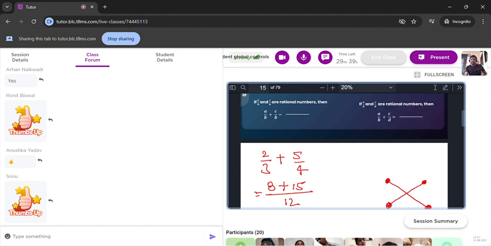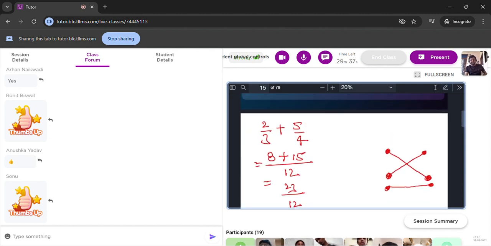You have to take the LCM of whatever numbers are in the denominator. In this case, one number is 3 and another is 4. So when you take the LCM of 3 and 4, you will get 12. Now you have to divide this 12 by the number in the denominator.